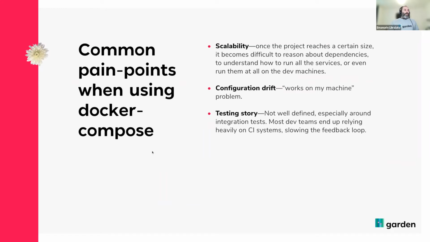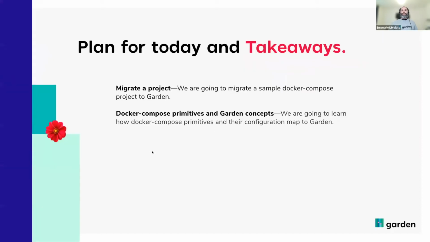So what we're going to do today: imagine the use case where you're using Docker Compose, you're tired of all these issues that we just described, and you want to try a different tool, and you ended up on the garden.io website, and you want to see how Garden can actually help you fix these issues, or overcome those challenges. We're going to try to migrate a project from Docker Compose to Garden.